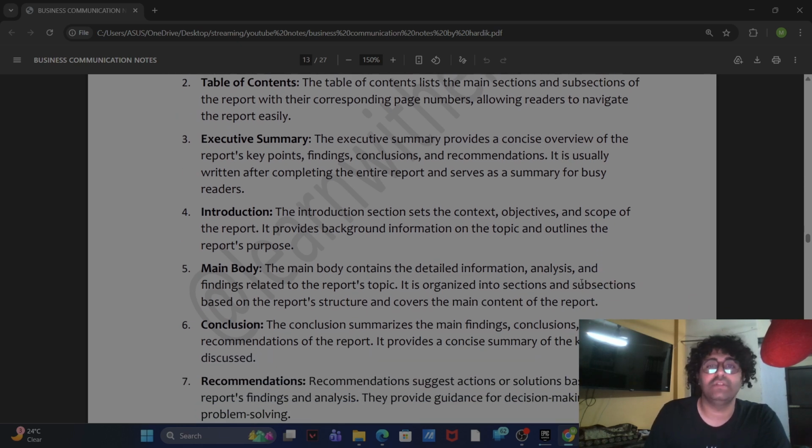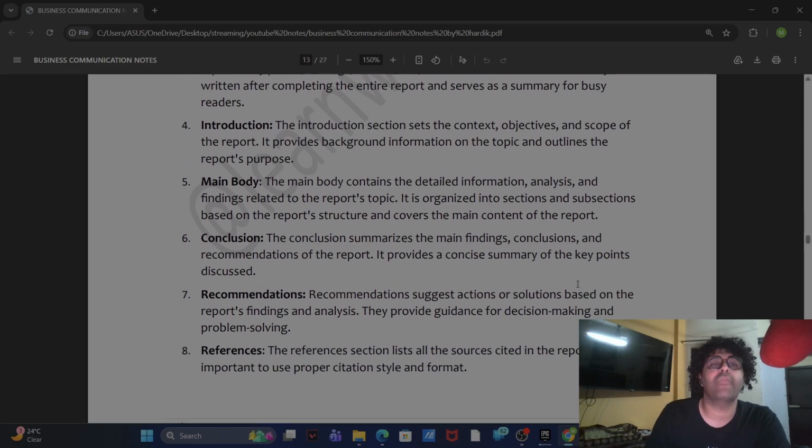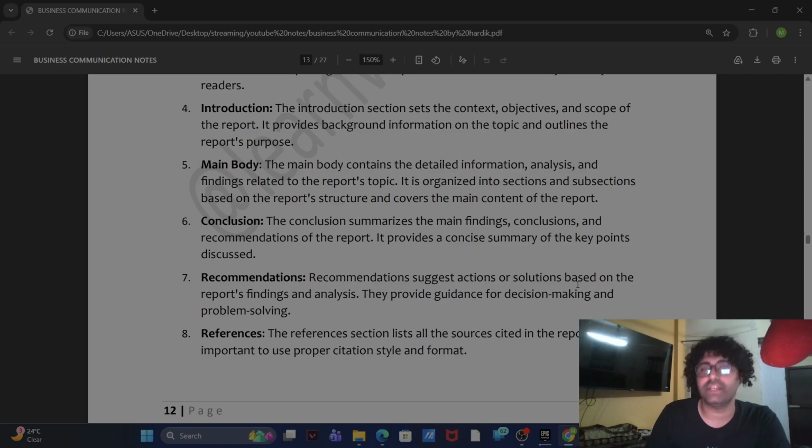Executive summary. The executive summary provides a concise overview of the report's key points, findings, conclusions, and recommendations. It is usually written after completing the entire report and serves as a summary for busy readers. Introduction. The introduction section sets the context, objectives, and the scope of the report. It provides background information on the topic and outlines the report's purpose.